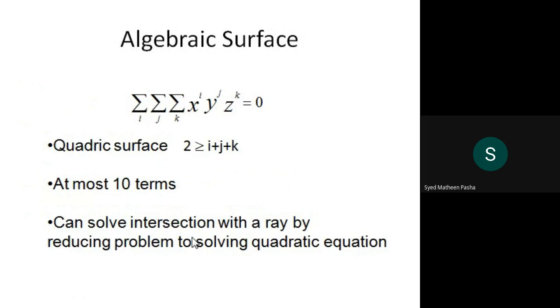Then we have something called an algebraic surface. Before moving on to algebraic surfaces, we have something called a quadratic surface as well as a non-quadratic surface. What do you mean by a quadratic surface?